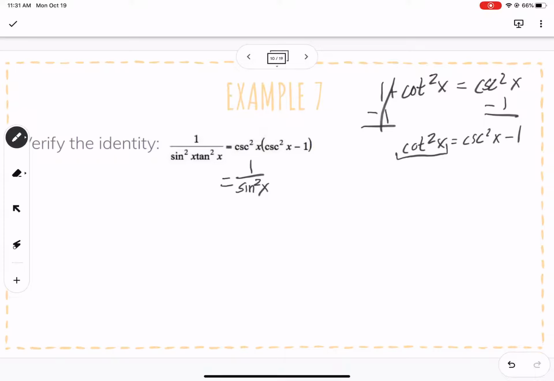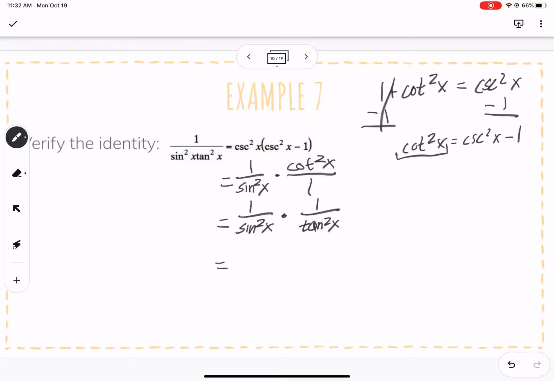So I'm going to replace this whole parentheses with cotangent squared, and I can put that over 1. And again, look at what you're trying to get to. I already have my sine squared in the denominator. All I need is a tangent. Well, how do I get a tangent? Cotangent squared is 1 over tangent squared. So let's write it as its reciprocal.